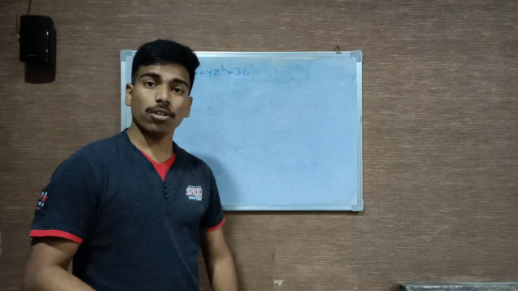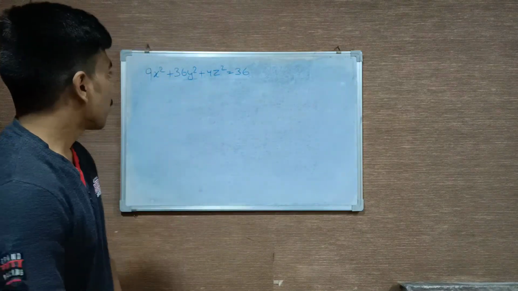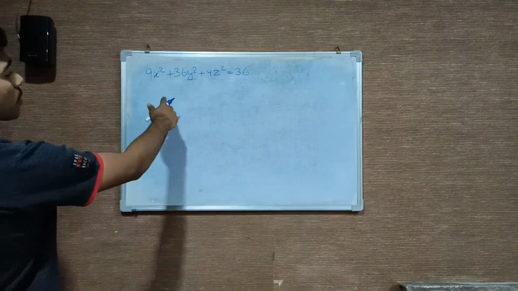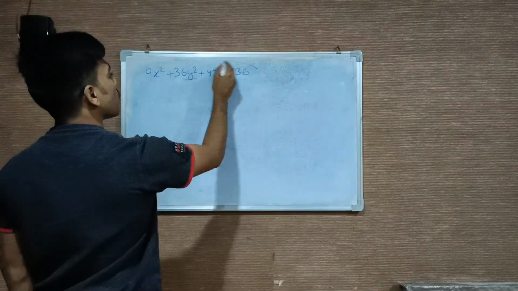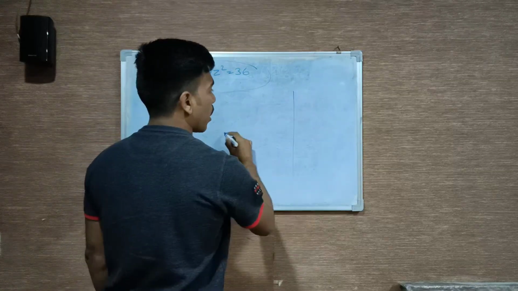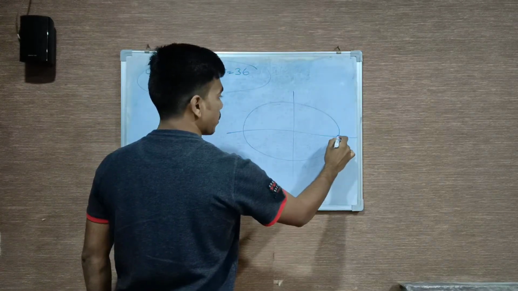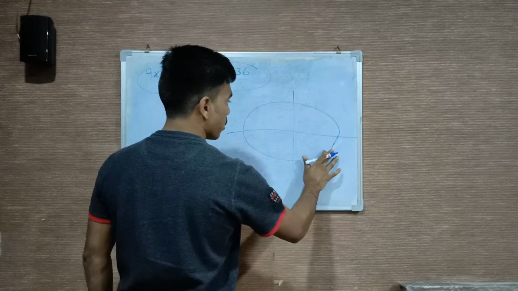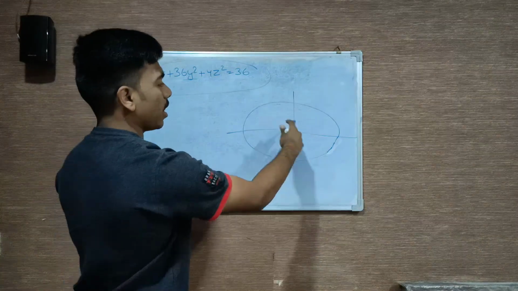Now I have a problem to solve from the chapter partial derivatives. The question goes like this: we are given a function 9x square plus 36y square plus 4z square is equal to 36. This function looks like an ellipsoid. An ellipsoid is an ellipse in 3D space. So it looks like this, a 3D ellipse.